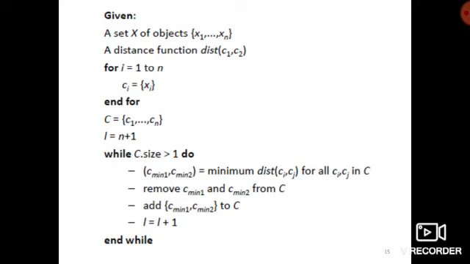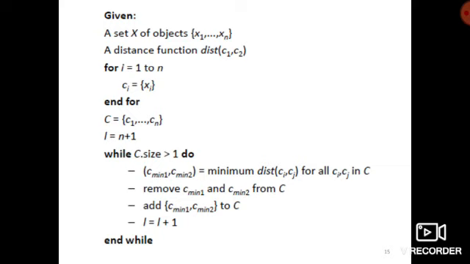So C of i is equal to x of i. It means the number of clusters is represented by x of i. Then repeat the process until one cluster is left. Now find the pair of clusters that is closest, as measured by the distance between two clusters.